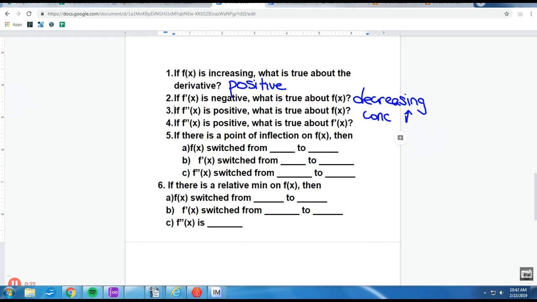I'll stop there. So keep going up here. How many got those first three right? Keep going.